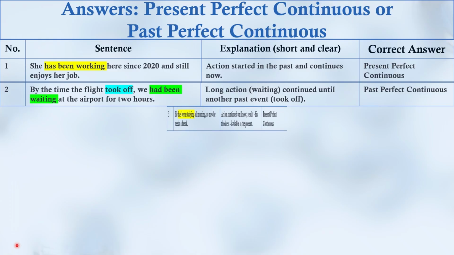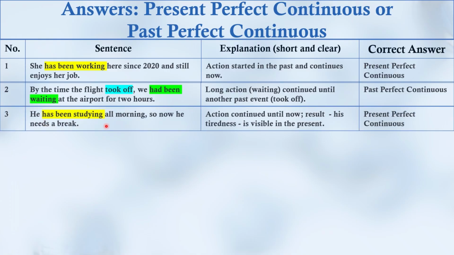Number 3. He's been studying all morning, so now he needs a break. This one also connects to the present. He is tired now because he has been studying. Again, present perfect continuous.